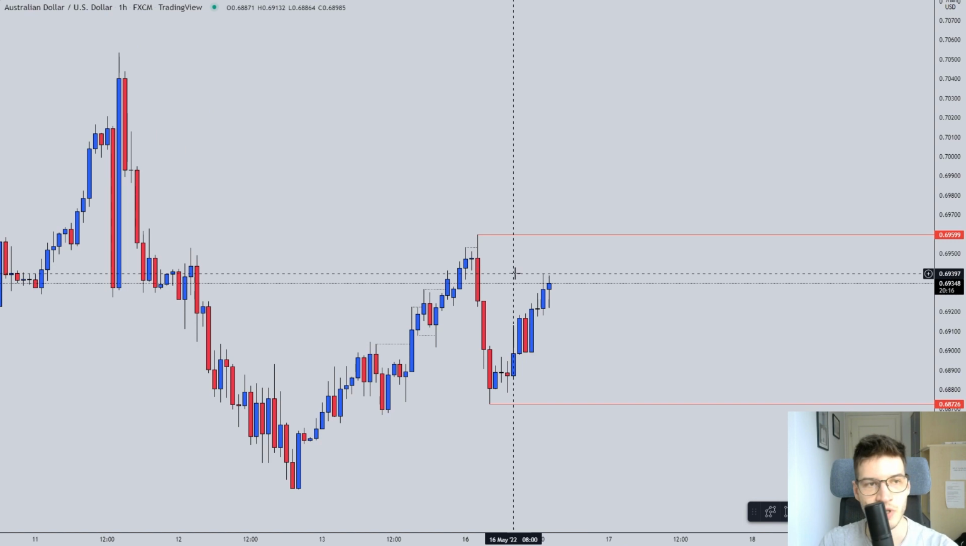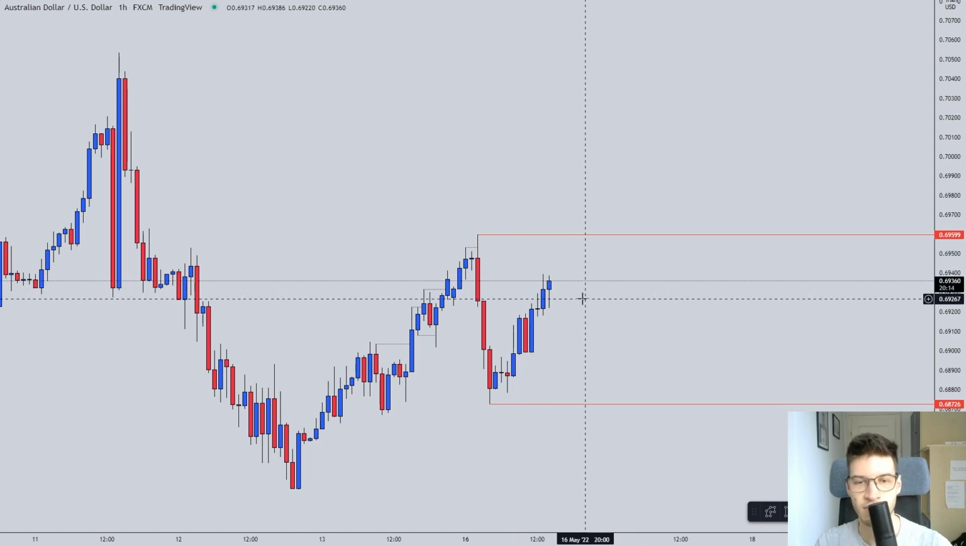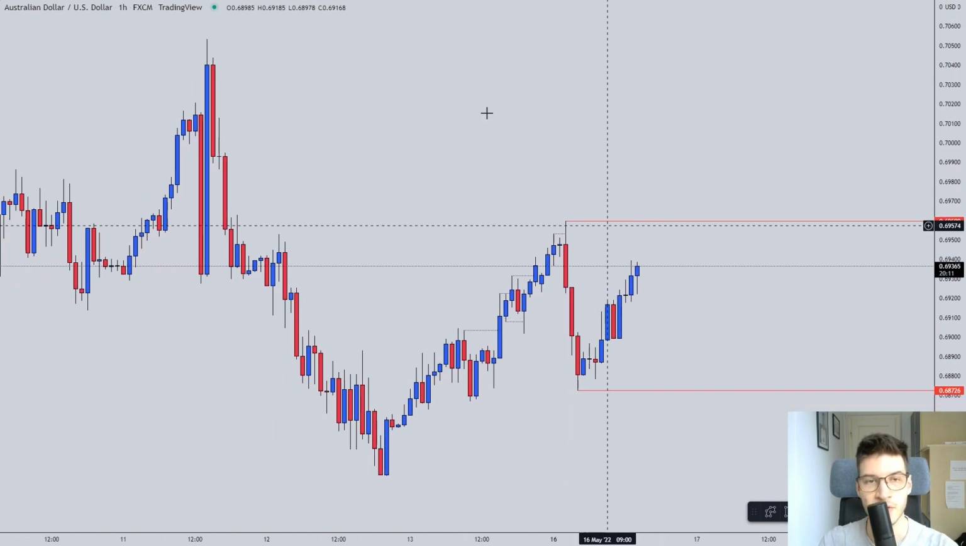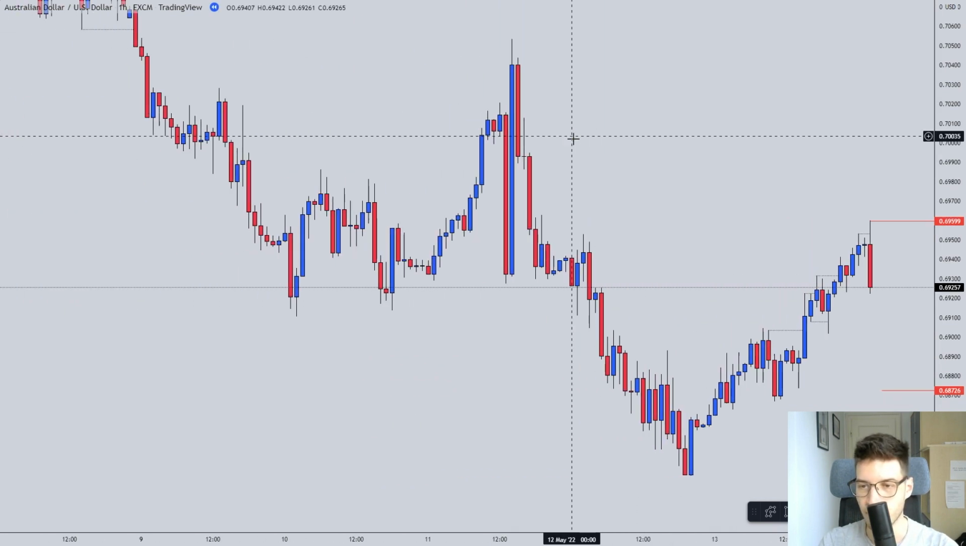Okay, so let's now switch to the Aussies. So we have the Aussie US dollar, and there was an opportunity to enter on a trade right here.